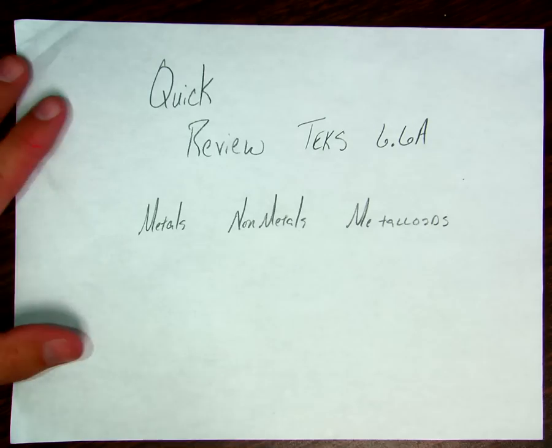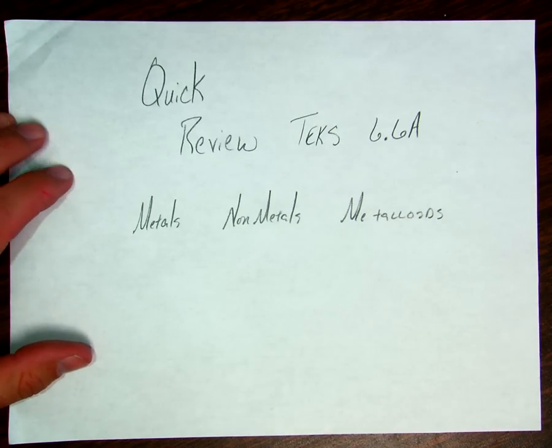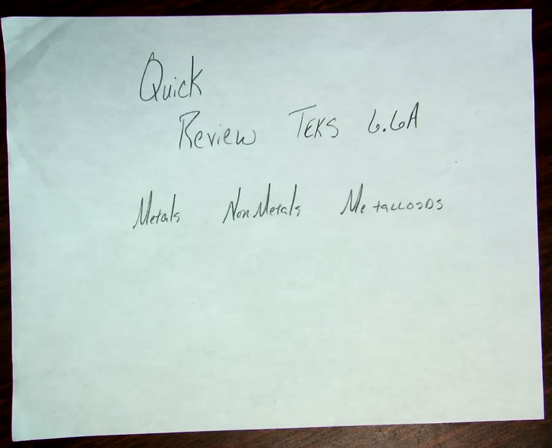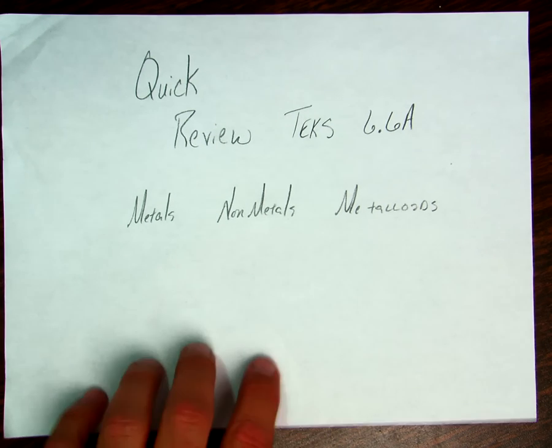Alright, so this is a quick review for your tutorials. It's going to be over TEKS 6.6a, metals, nonmetals, and metalloids. It's actually there to see if a student can compare metals, nonmetals, and metalloids using physical properties such as luster, conductivity, and malleability. So let's do a quick review.